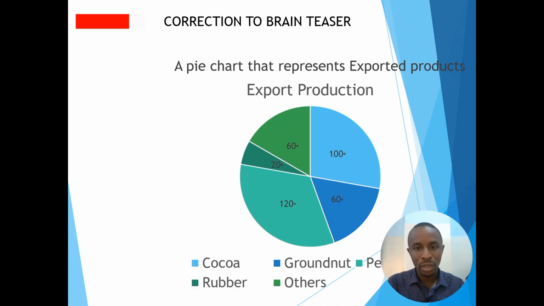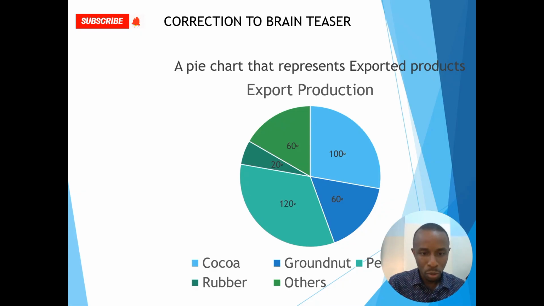The task is on export production, and from what I have here, we have the pie chart that represents export production for different commodities. We have cocoa, granules, petroleum, rubber, and others. We've done the calculation already, and we can see the degree that each export production occupies. From our pie chart, we can see that it is petroleum that has the highest production, while it is rubber that has the lowest export production.